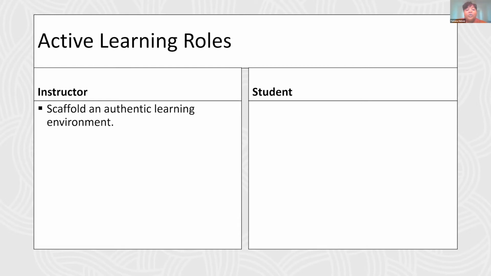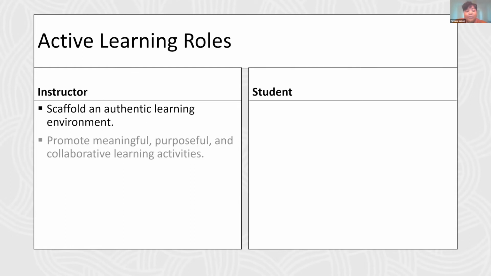For the instructor, we are scaffolding an authentic learning environment. So again, we're making sure that this translates into real world context. It promotes meaningful, purposeful, and collaborative learning activities. So meaningful and purposeful are usually our learning objectives, which inform what the student is going to learn and what they're going to be able to do. And then again, being able to collaborate with their peers and with the instructor.